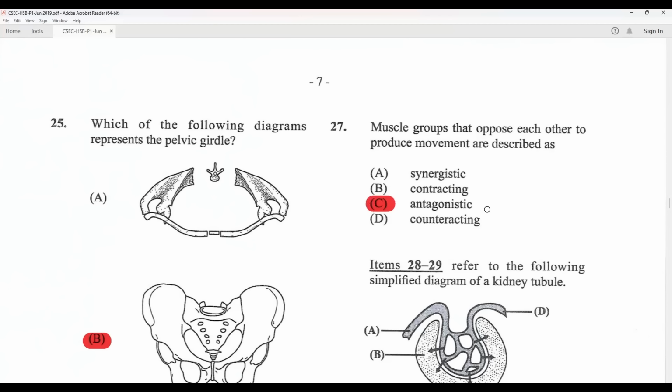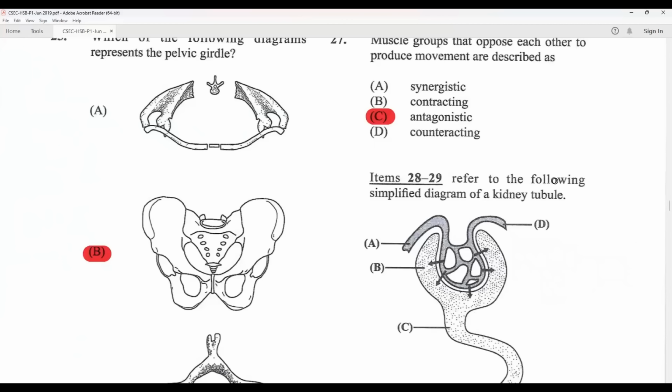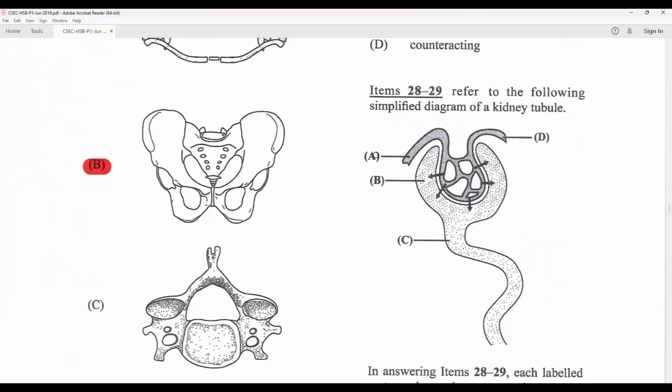They work in opposition, they work as a push-pull coordinated group. Items 28 and 29 refer to the following simplified diagram of a kidney tubule. We have the parts labeled A, B, C, and D. A is the afferent, it's carrying blood. D is the efferent. One starts with the letter A, the other one starts with the letter E. This is the glomerulus here, and B is the Bowman's capsule, look at here. And C is where filtrate is passing to go into the first convoluted tubule.